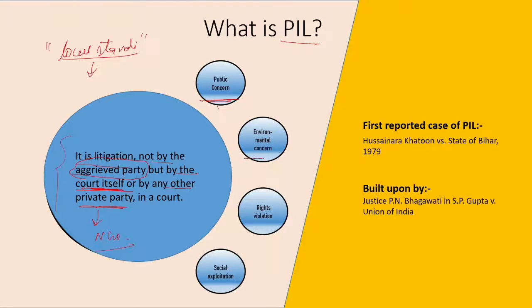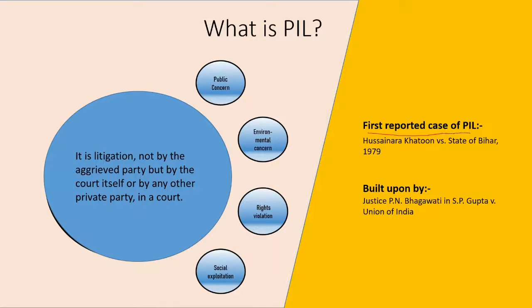Okay, so this is the significance of PIL. Similarly, a PIL for environmental concern. This can relate to river pollution. There have been many environmental cases in the Supreme Court and High Courts which are PILs and which have got very positive judgments from these courts. Issues of rights violation. This can include matters like bonded labor, forced labor, child labor, right to food, right to health. Again, social exploitation. Again, you can link it with rights violation, like bonded labor.